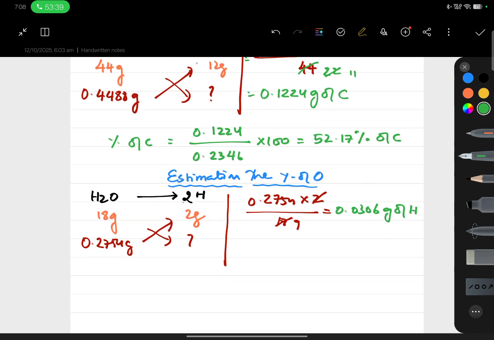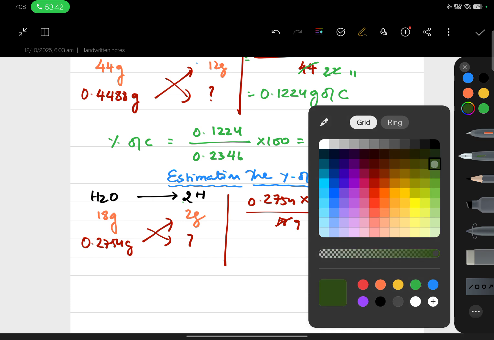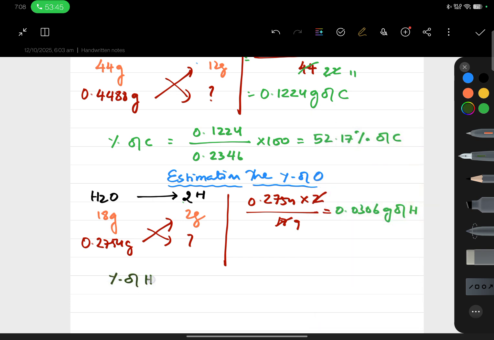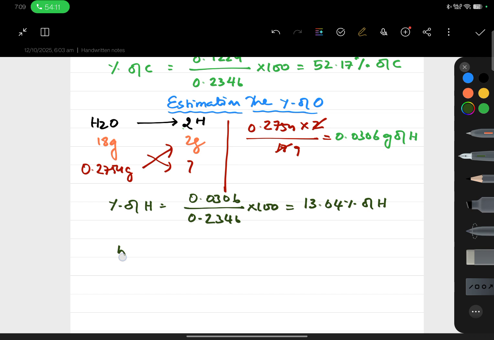Now what is the next percentage? We have to do the calculation. How do you do the percentage? The percentage of hydrogen is equal to 0.0306 divided by 0.2346 into 100. What is the answer? It is 13.04. Very good. Percentage of hydrogen. Now you sum them up. What is the total sum? 52.17 plus 13.04 is 65.21. Now sum them up.